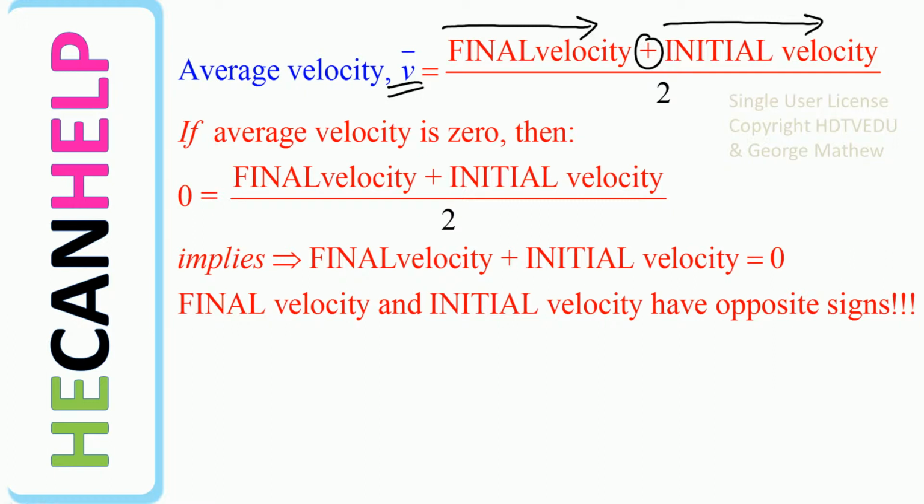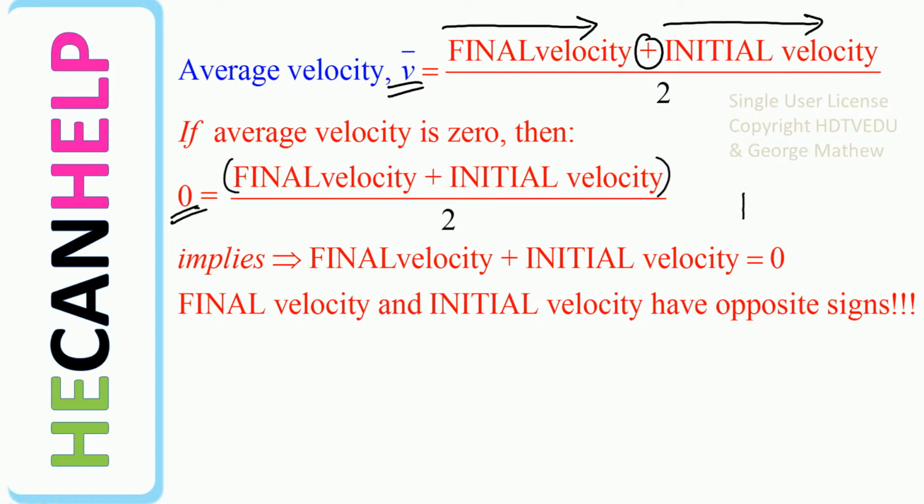If average velocity is 0, so if the left side is 0, what does that mean? That means the right side is 0. And the only way you can have the right side equal to 0 is for final velocity plus initial velocity to equal 0. When is final velocity plus initial velocity equal to 0? When final velocity and initial velocity have opposite signs.